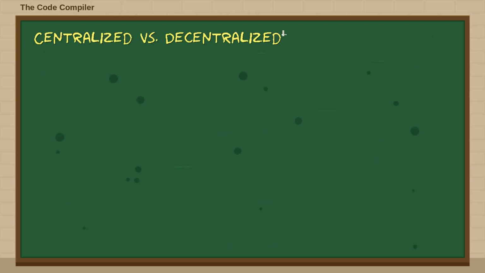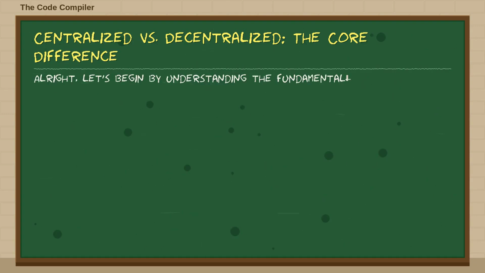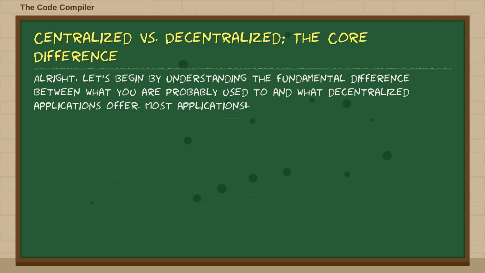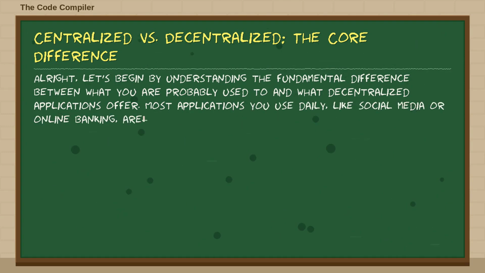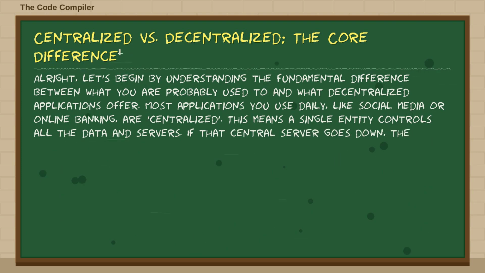Alright, let's begin by understanding the fundamental difference between what you are probably used to and what decentralized applications offer. Most applications you use daily, like social media or online banking, are centralized. This means a single entity controls all the data and servers. If that central server goes down, the entire application stops working.